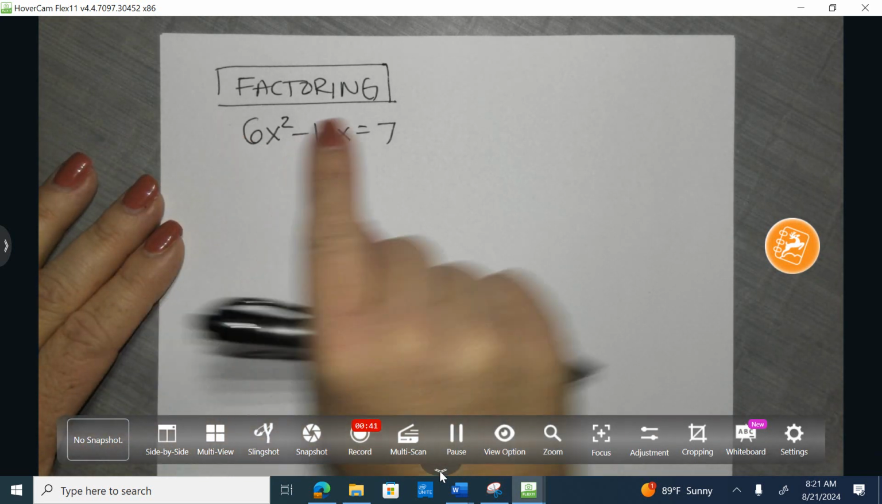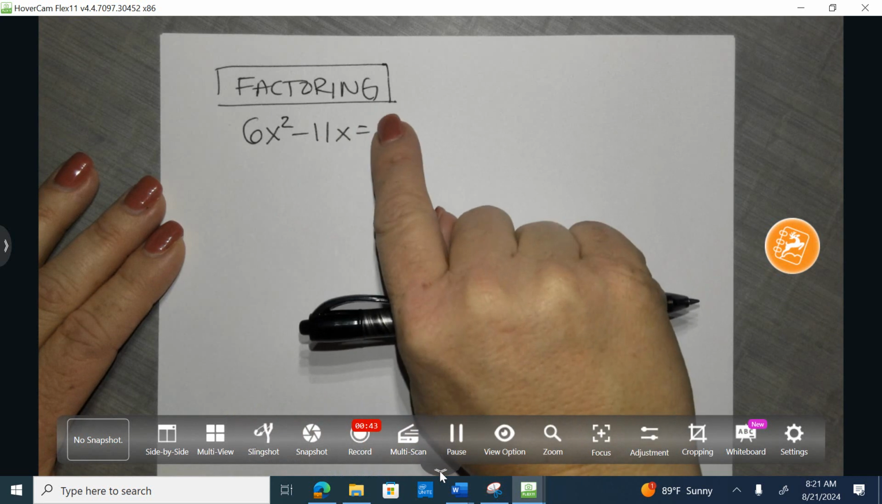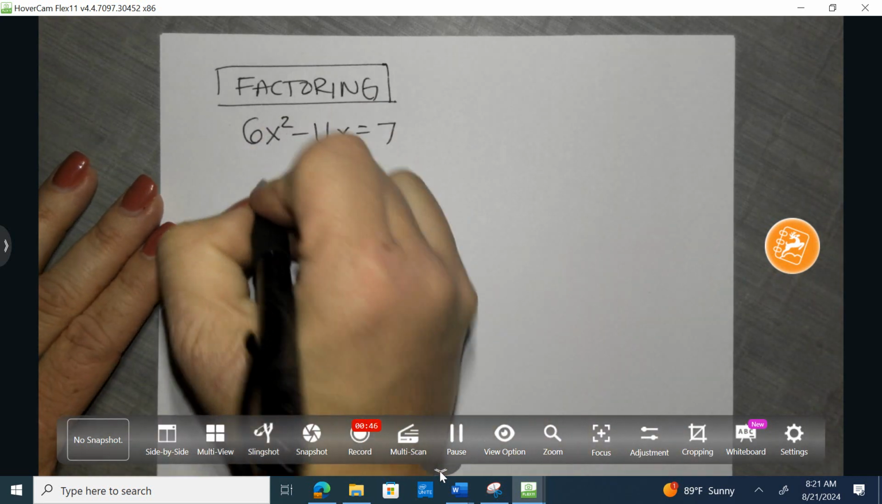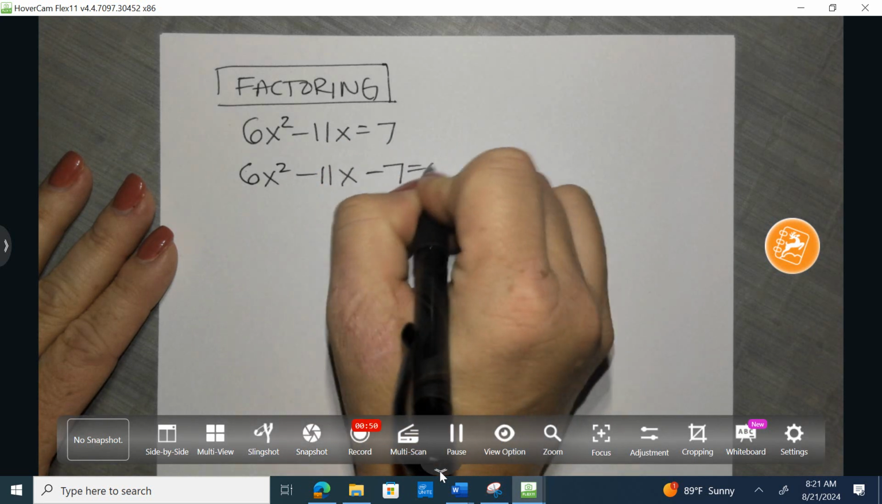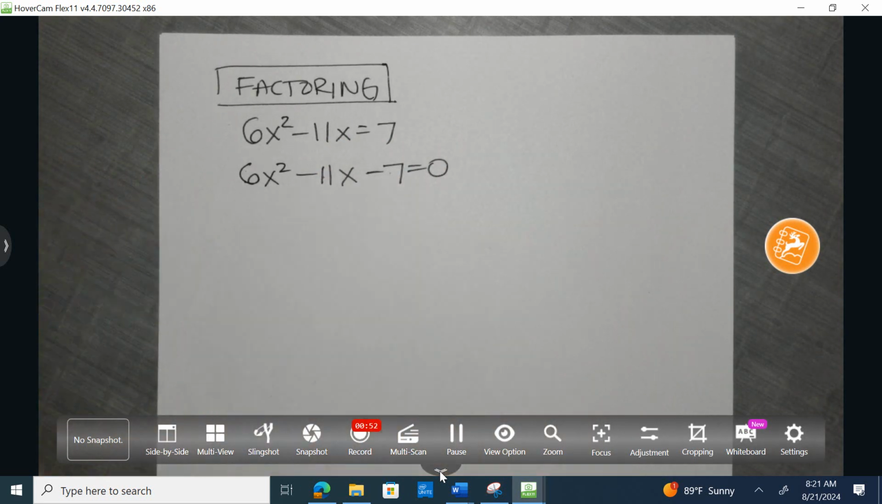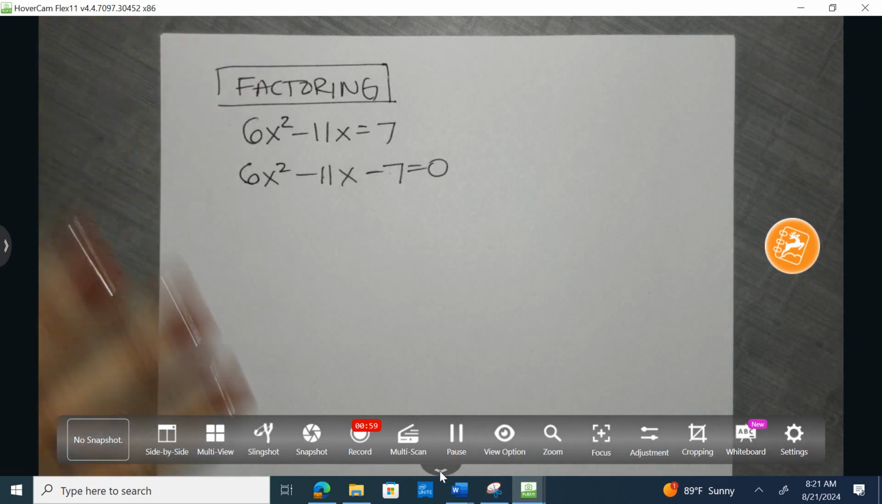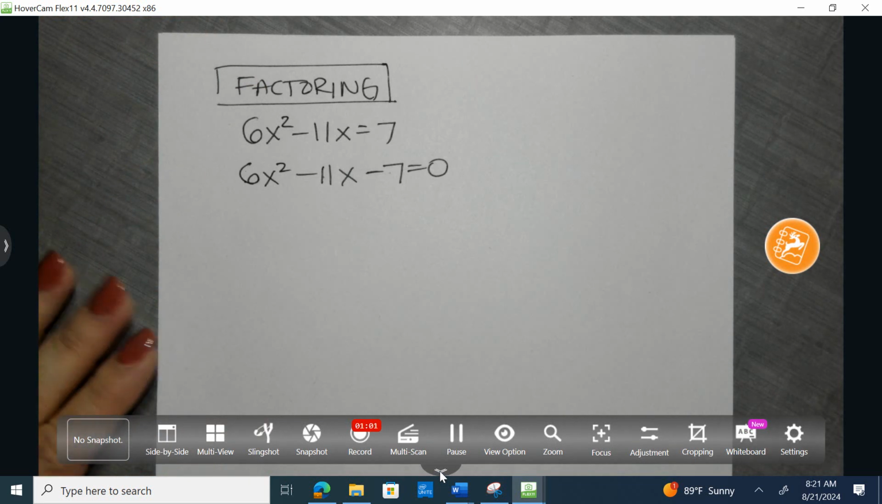This is my A, my B, and this is my C. When it moves over, it was positive. When it moves across the equal sign, it becomes negative. So I have 6x squared minus 11x minus 7 equals 0. This is my A, my B, and my C. Now I could also use the quadratic formula, and we'll go over how to do that in our second of 3 parts of this lesson. So let's get started with factoring.